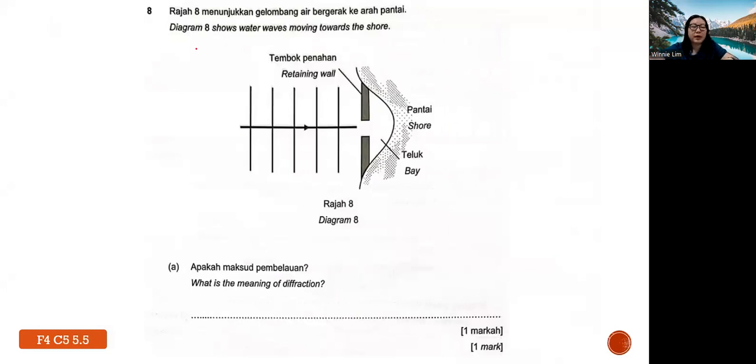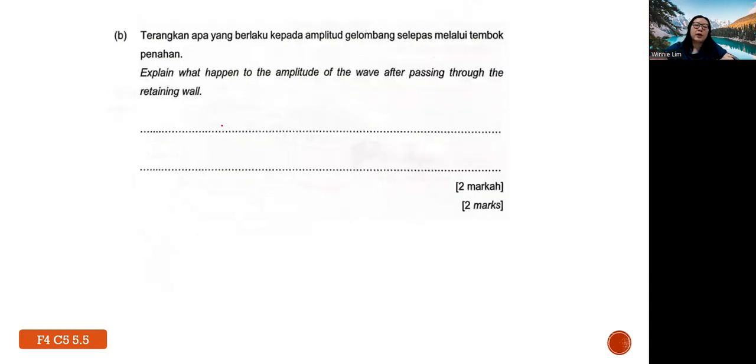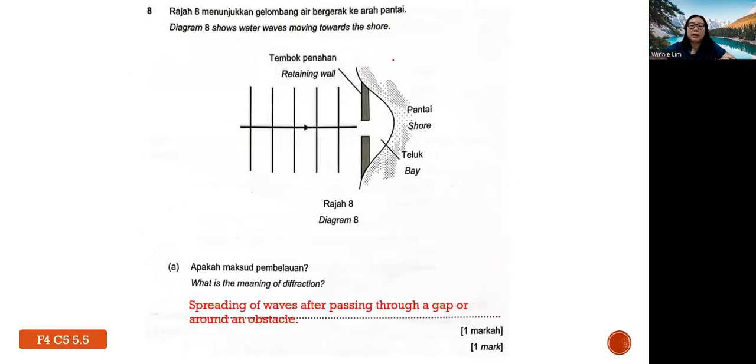Question 8 shows diagram 8, water waves moving towards the shore. What is the meaning of diffraction? Diffraction is basically the spreading out of wave after passing through a gap or around an obstacle. Explain what happened to the amplitude of wave after passing through the retaining wall. When waves pass through a gap, generally the wave will spread, and they become circular. If they ask you to draw, make sure the wavelength is still the same. The lambda 1 and lambda 2 must be the same.